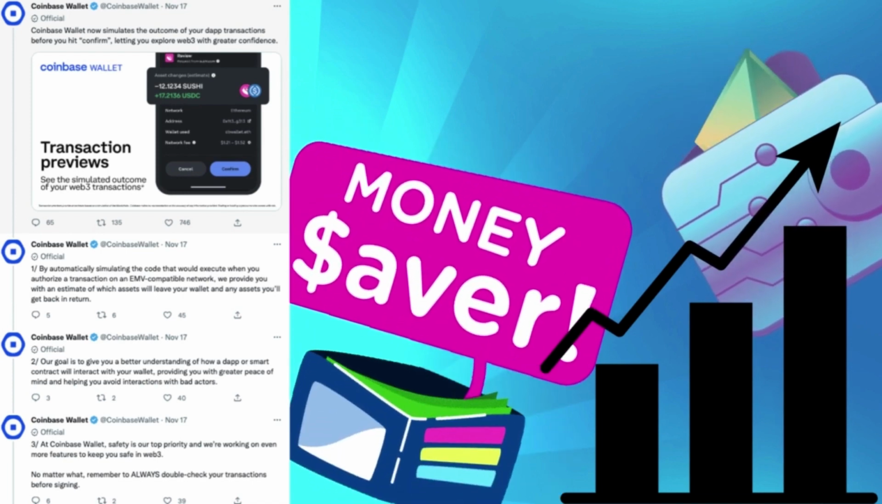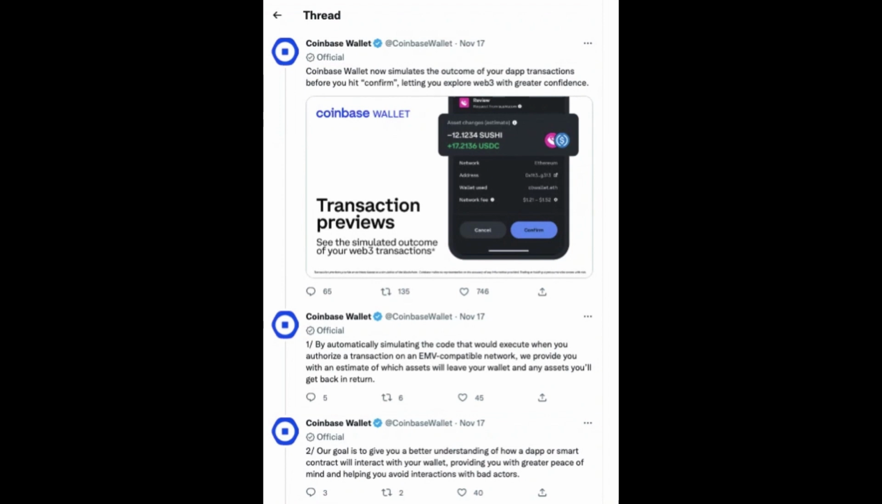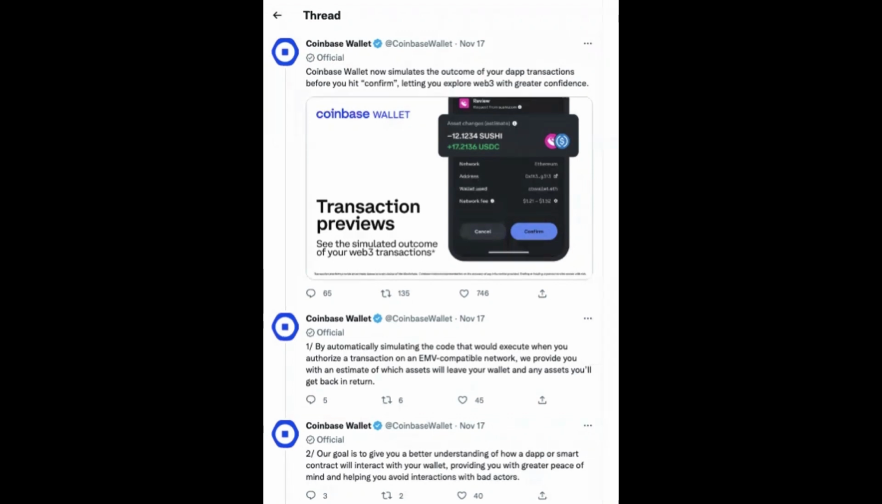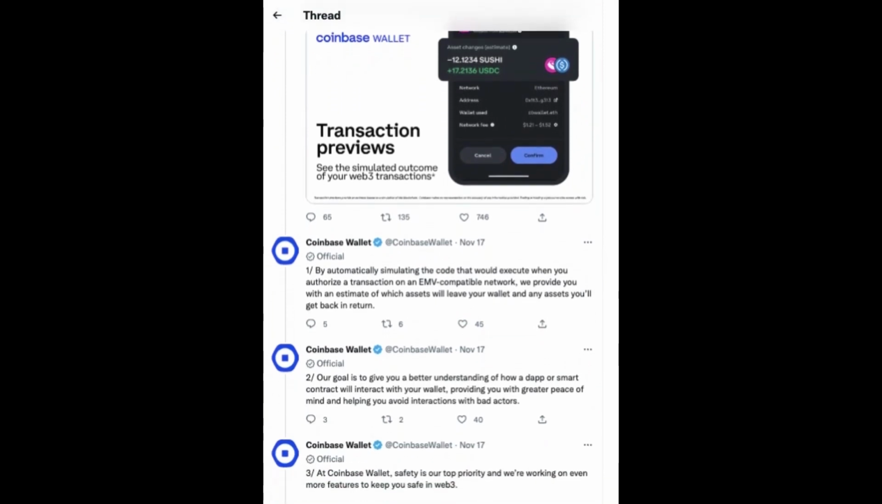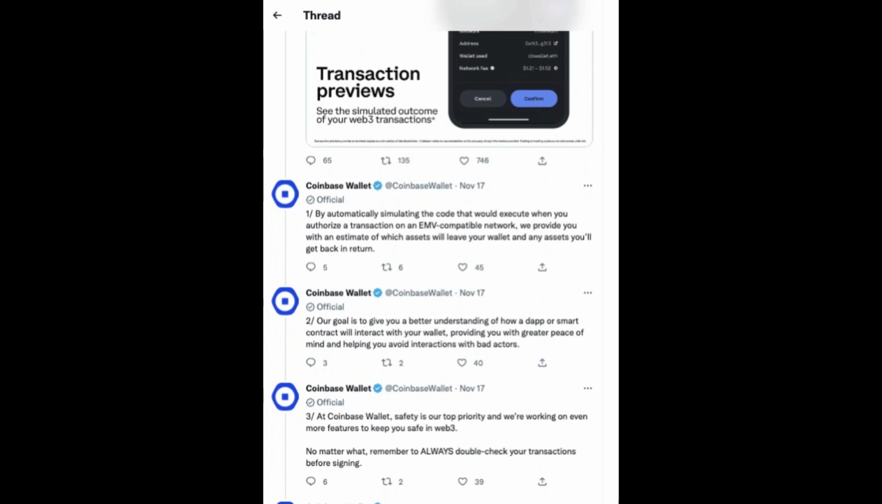Coinbase Wallet's tweet on November 17 reads: Coinbase Wallet now simulates the outcome of your dapp transactions before you hit confirm, letting you explore Web3 with greater confidence. 1/ By automatically simulating the code that would execute when you authorize a transaction on an EVM-compatible network, we provide you with an estimate of which assets will leave your wallet and any assets you'll get back in return. 2/ Our goal is to give you a better understanding of how a dapp or smart contract will interact with your wallet, providing you with greater peace of mind and helping you avoid interactions with bad actors.